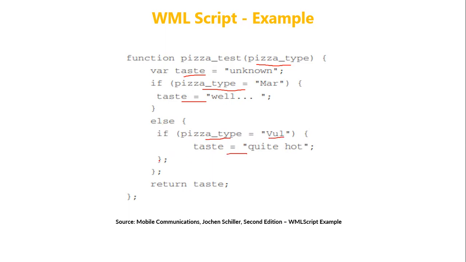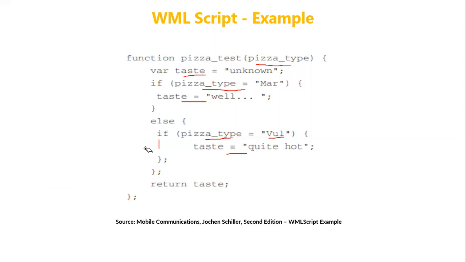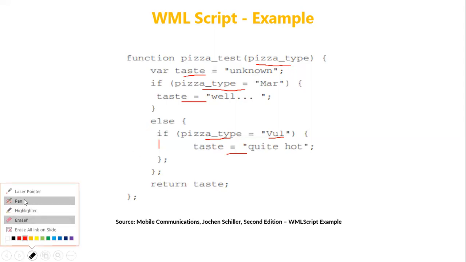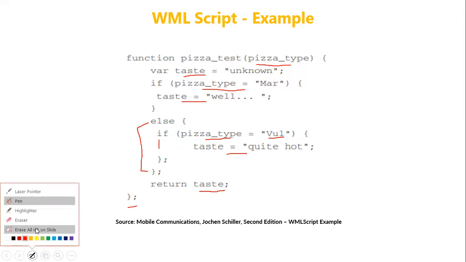So this is the end of the else, and this is the end of the if. Then it returns taste, whatever the value of the taste, and this is the end of the function. This is a small example which shows how WML script works.